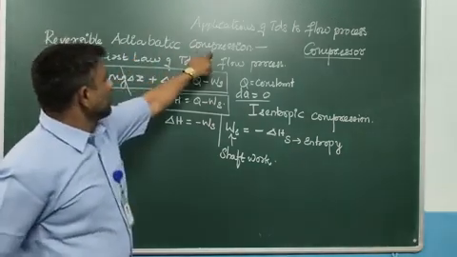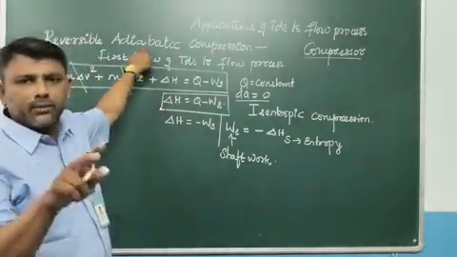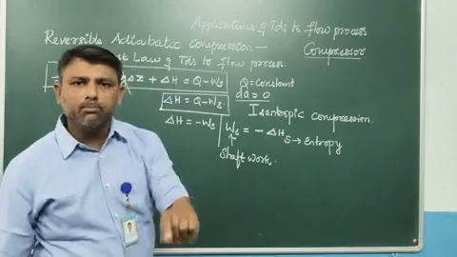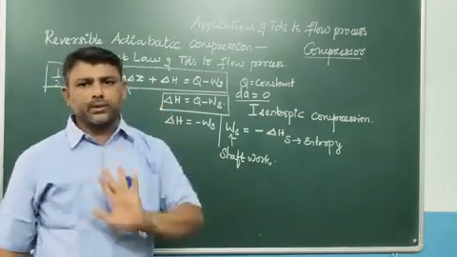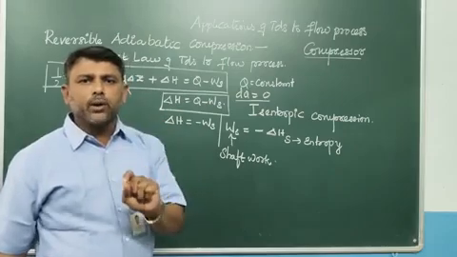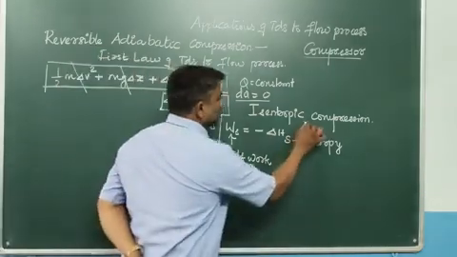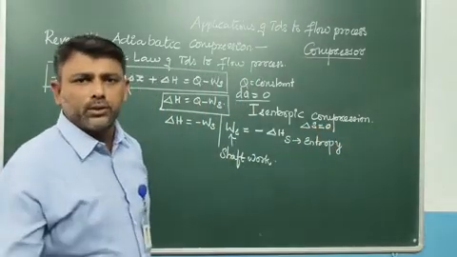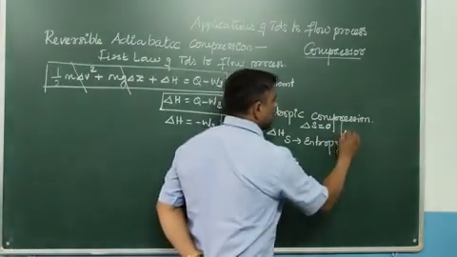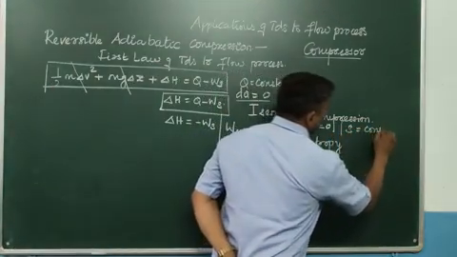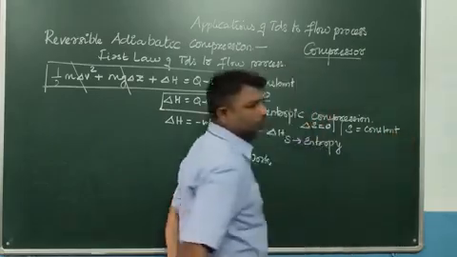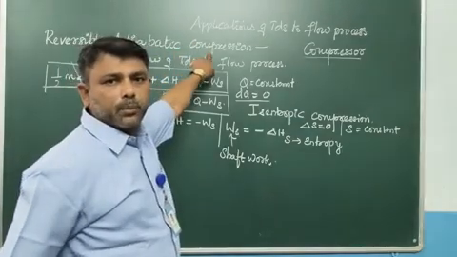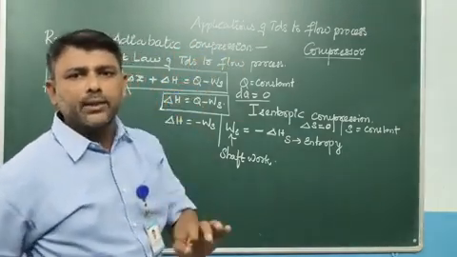Reversible adiabatic compression. Adiabatic means there is no exchange of heat between system and surrounding. Reversible means the work supplied to the compressor is completely utilized for compression purpose. Hence, in a reversible process, the change in entropy becomes zero. Del S is equal to 0. When the change in entropy is 0, that means entropy S is constant. When entropy is constant, the process becomes an isentropic process. Hence, this reversible adiabatic compression process is also known as isentropic compression.